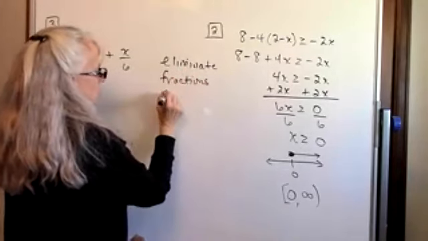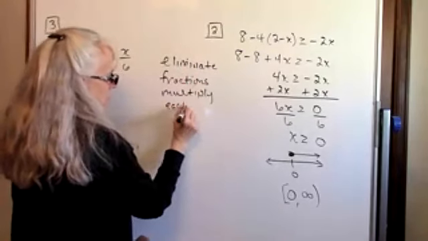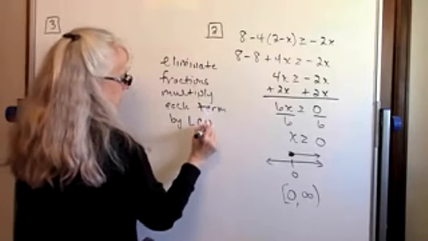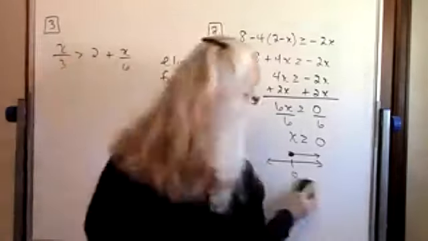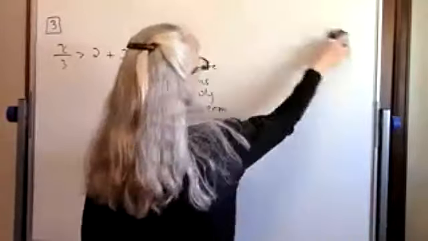And to do that, we're going to multiply each term by the LCD, the lowest common denominator. Well, in this case, the lowest common denominator between 6 and 3 is 6. So we're going to come in and multiply every single term by 6.